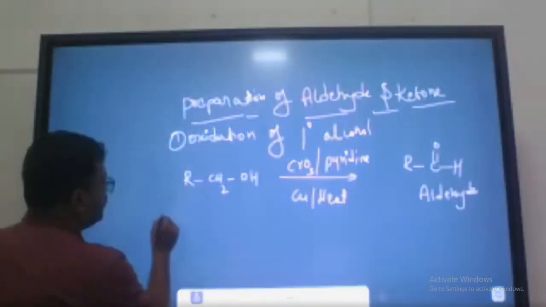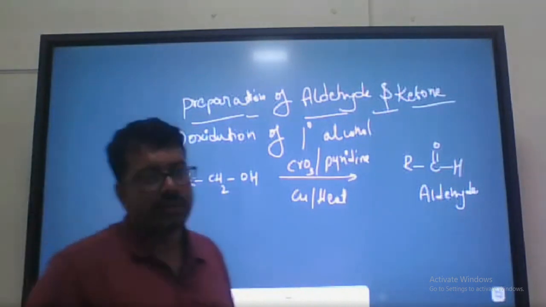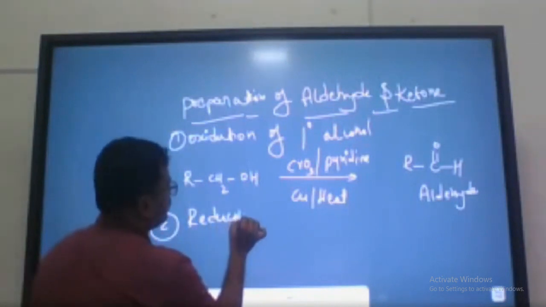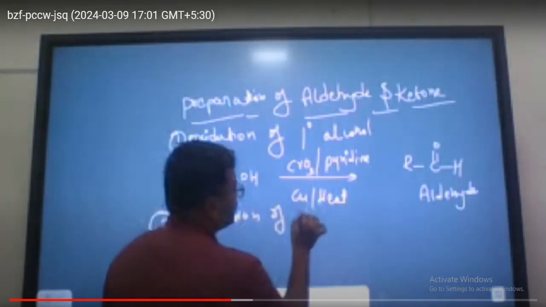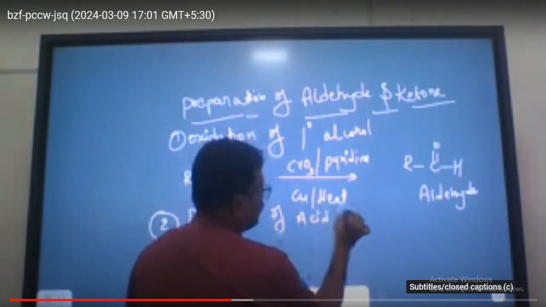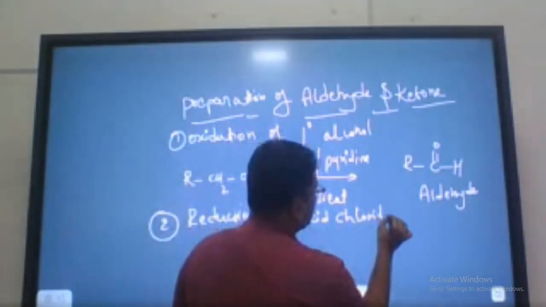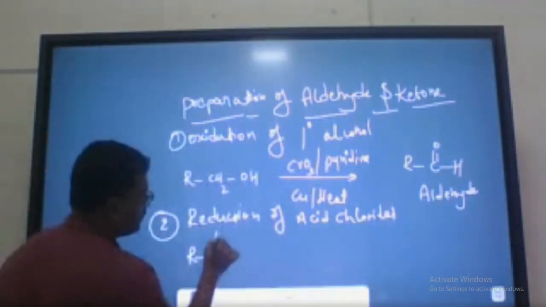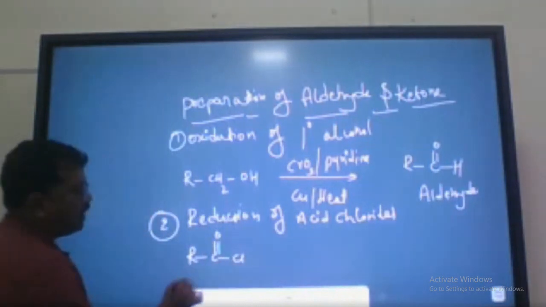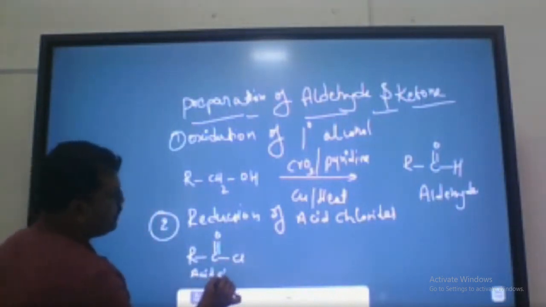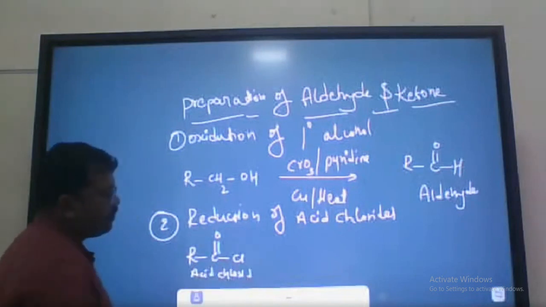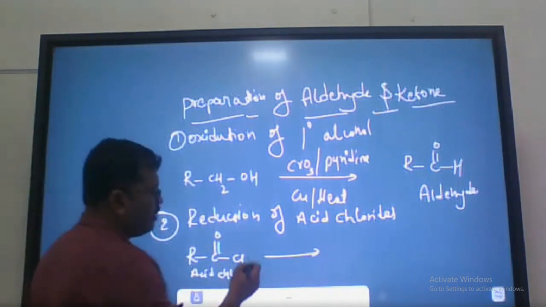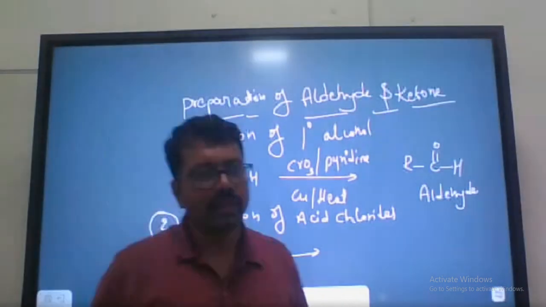The second method is reduction of acid chloride. This is the acid chloride, also called acyl chloride. Using barium sulfate, this is also called Rosenmund reduction. Very famous reduction.